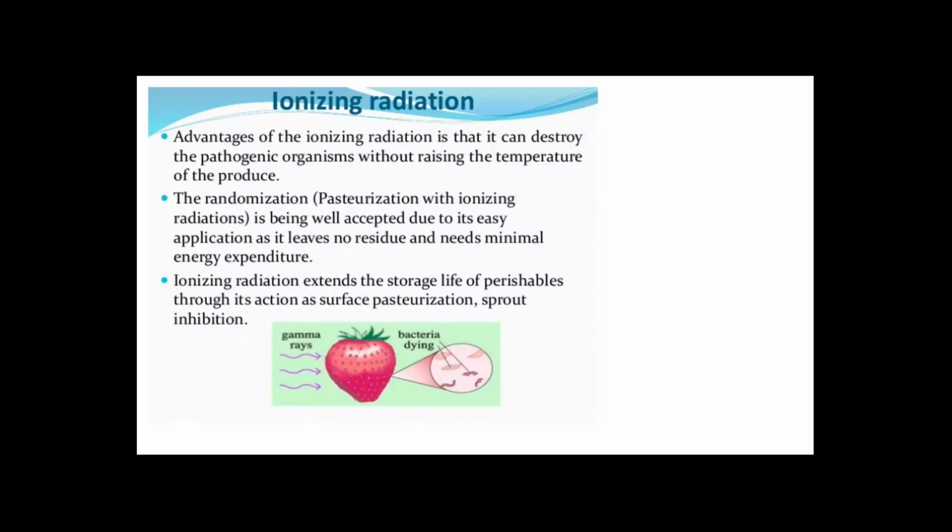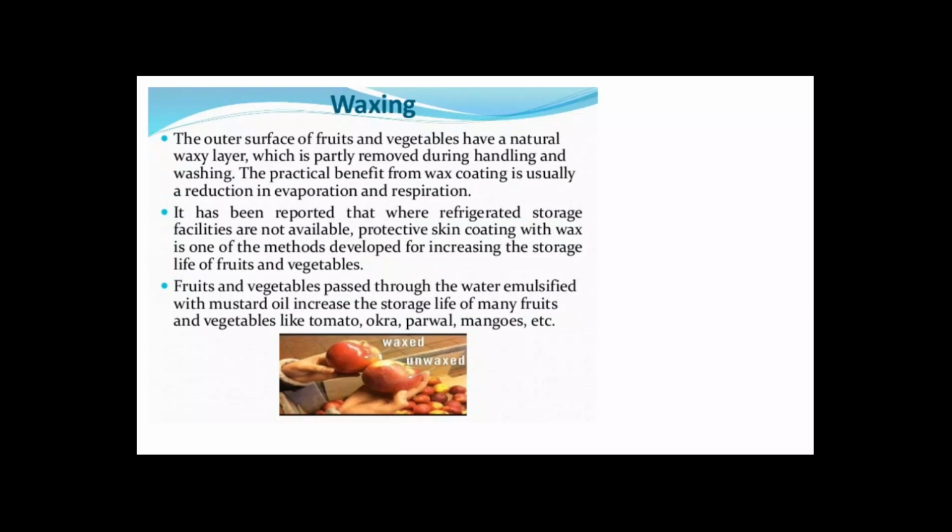Then, of course, the radiation will pass through the crop, and after that, it's no longer there. So it's not really harmful. The advantage of ionizing radiation is it can destroy the pathogenic organisms without raising the temperature. So it extends the life of the produce.